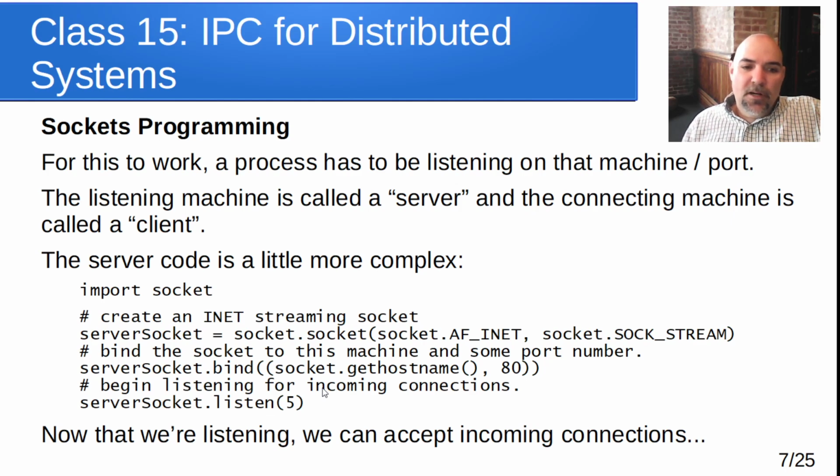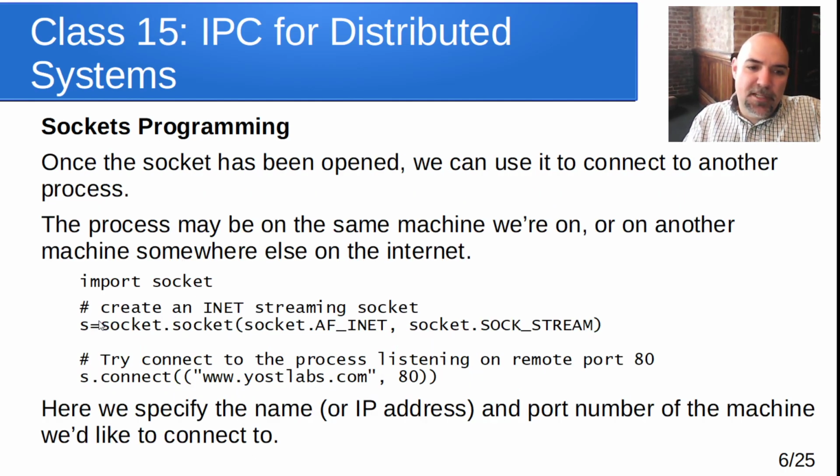For that to work, we need to have a process on the other end listening for that address and that particular port. The listening machine is usually called the server, and the connecting machine is referred to as a client. So the server code is going to be a little more complex than what we had back here. Notice this is just a few lines of code. We create a socket, and then we connect to that socket.